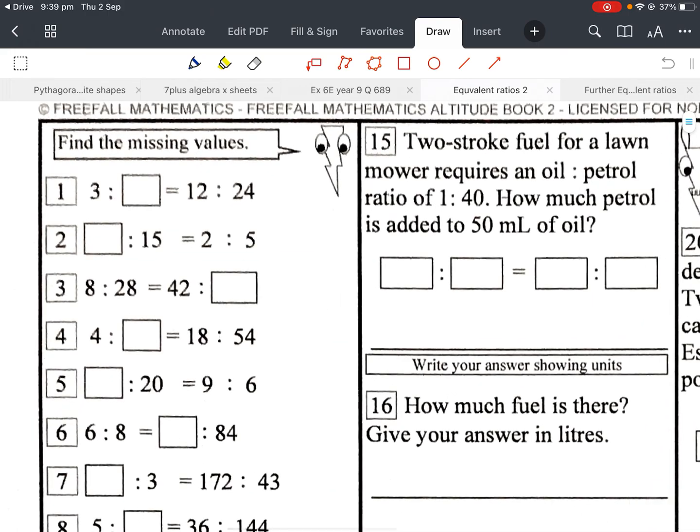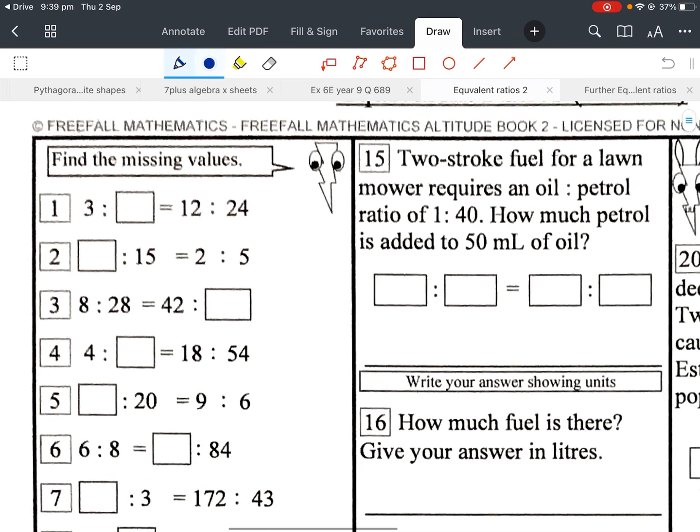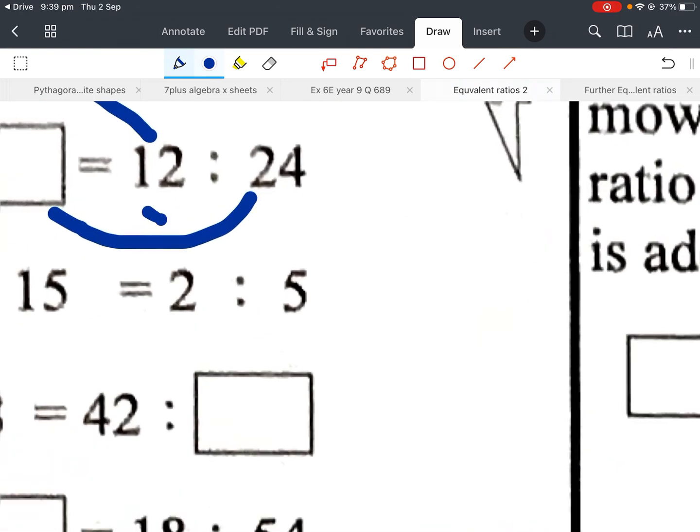So the same as yesterday, you need to match up the first number with the first number in the second ratio, and the box with the other second ratio. You've got to figure out what you did to the 3 to get 12. Now you're either timesing or dividing, nothing else. So I know that I times by 4 to get 12. That means I'm going to times this by 4.